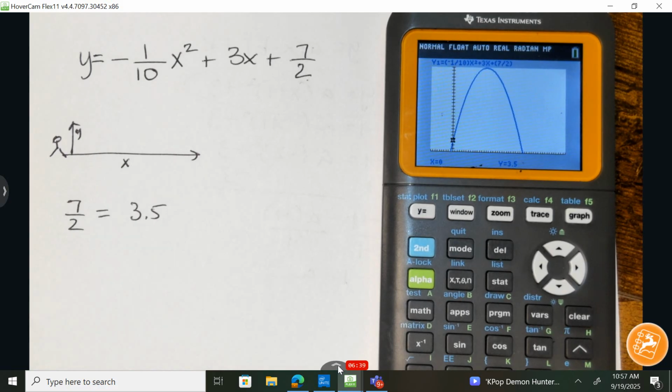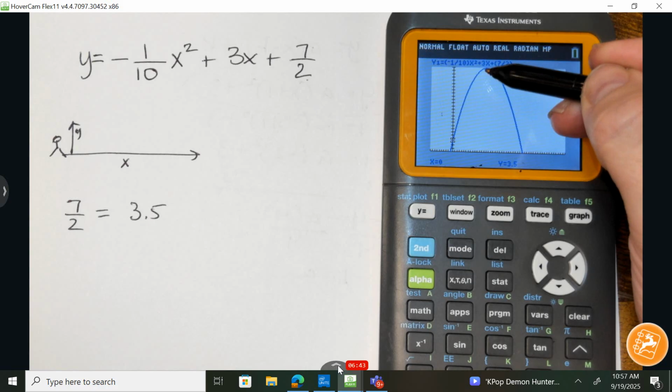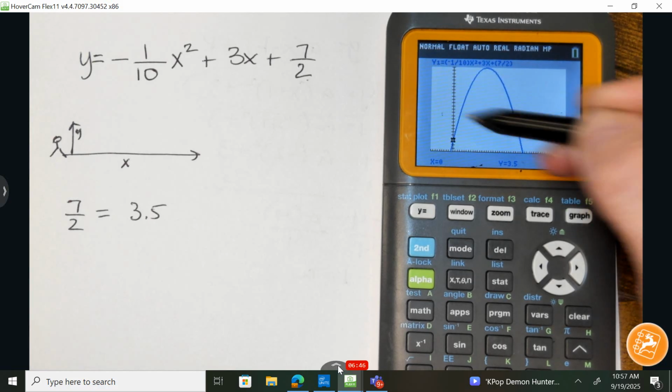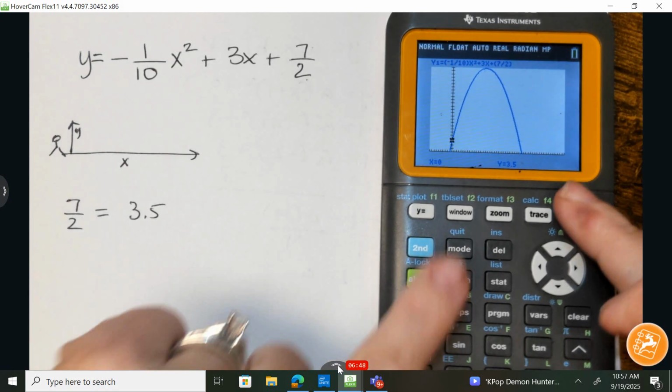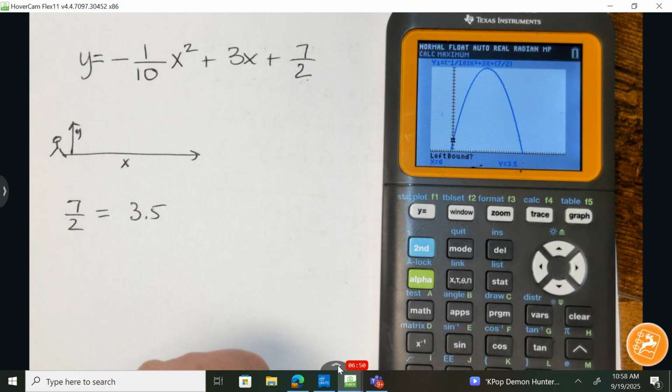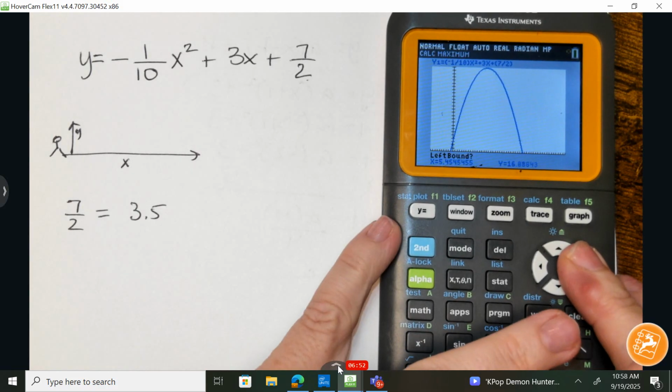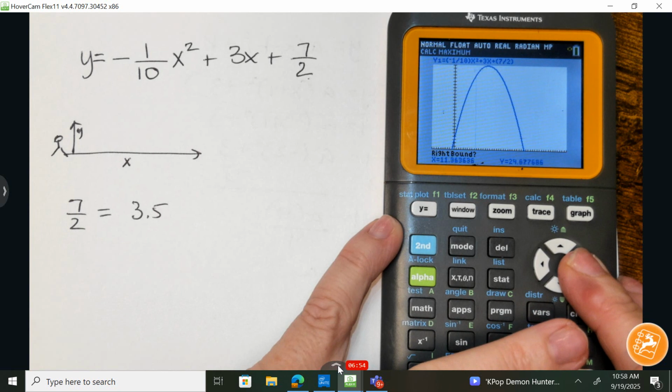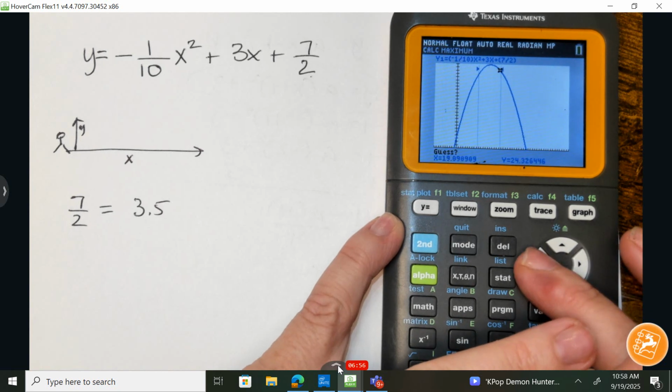The second thing is, how high is the ball when it's at its maximum height? So this is going to be the pathway of our ball above ground as it moves horizontally. I'm going to figure out the maximum here. I'm going to go somewhere to the left of the highest, press enter, somewhere to the right of the highest, press enter, and back to this height.